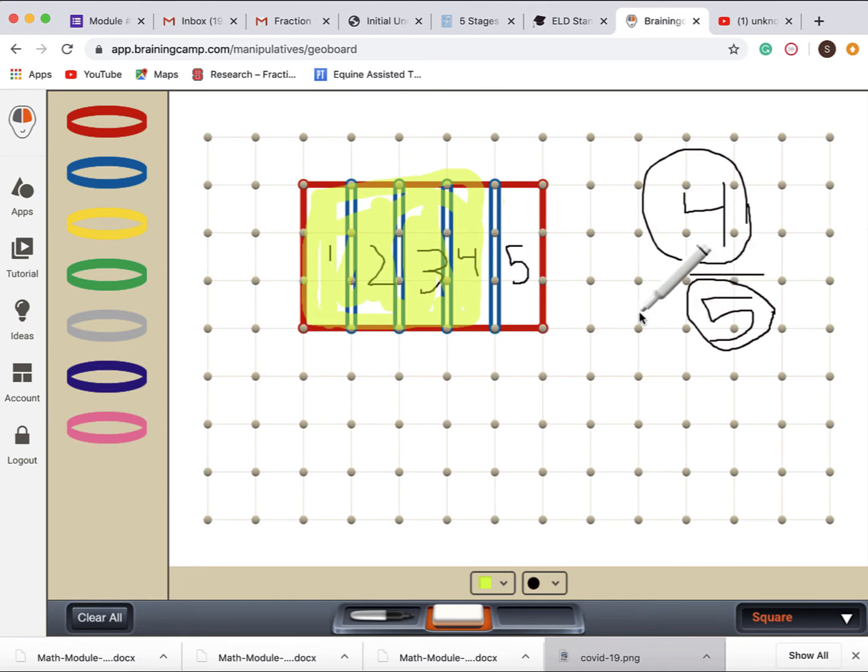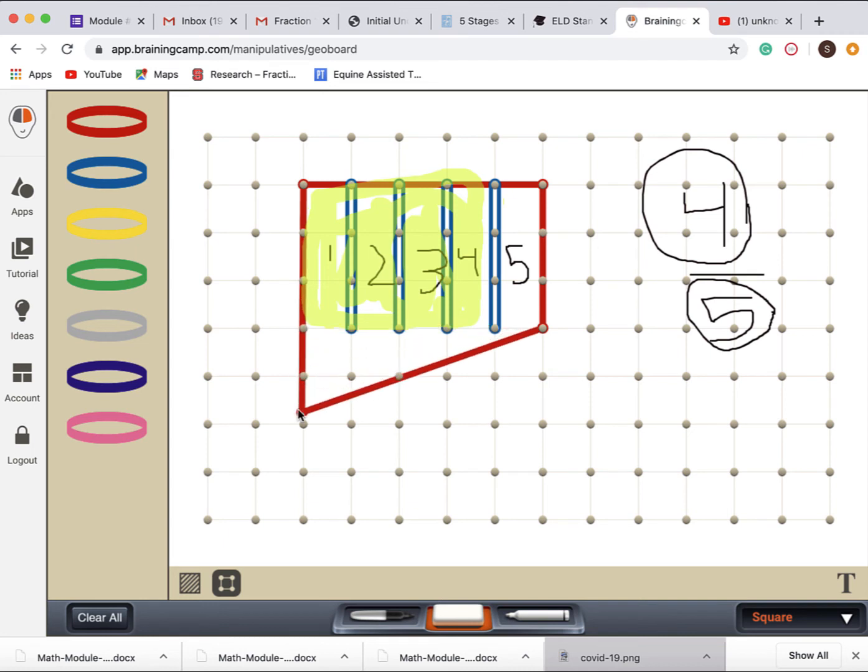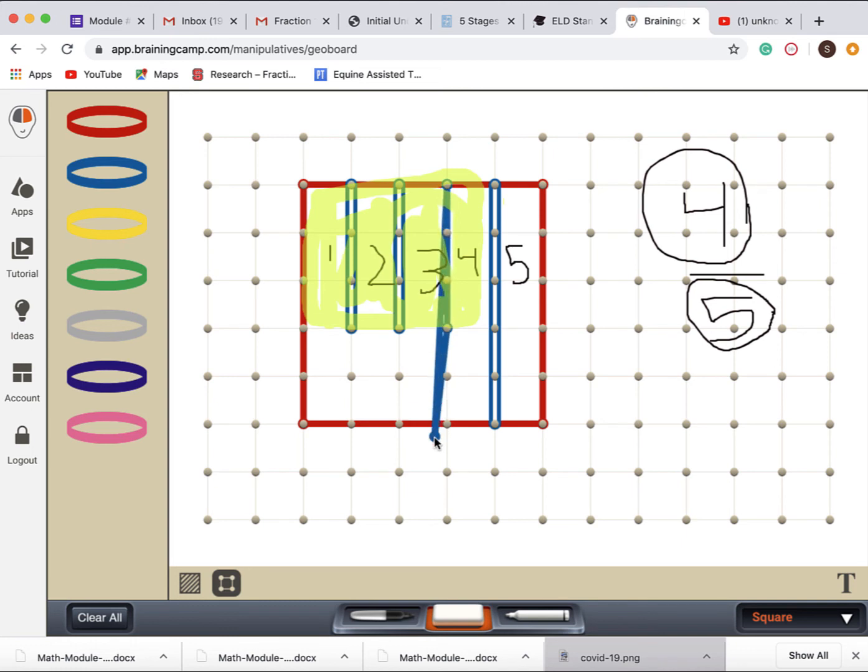Now, one more thing before we're done. The thing about equal parts in fractions is their size doesn't really matter. They just have to be relatively equal. So we can actually stretch this rectangle out even a little bit more and stretch these guys down. And we still have a representation of 4/5, even though they're a lot longer.